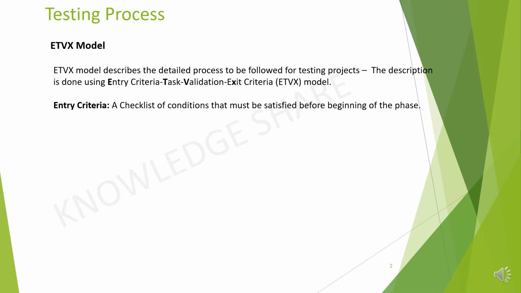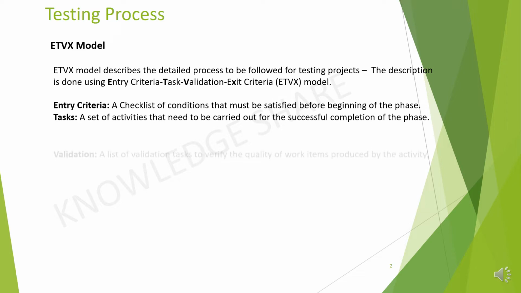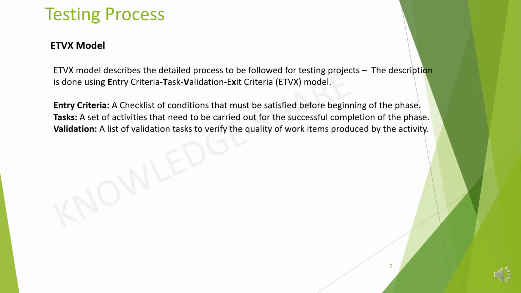Entry criteria means a checklist of conditions that must be satisfied before the beginning of the phase. Tasks: a set of activities that need to be carried out for the successful completion of the phase. Validation: a list of validation tasks to verify the quality of work items produced by the activity. Exit criteria: a checklist of conditions that must be satisfied before the activity is completed.